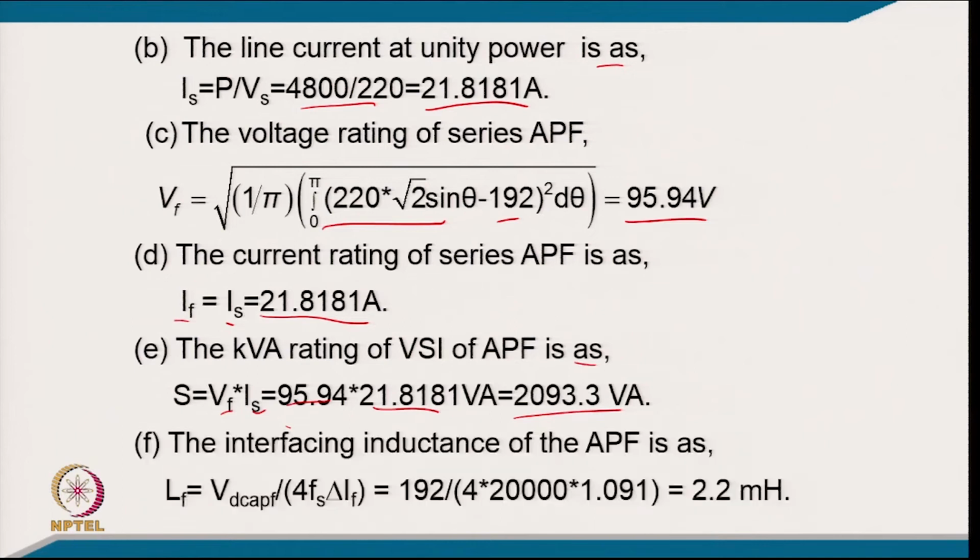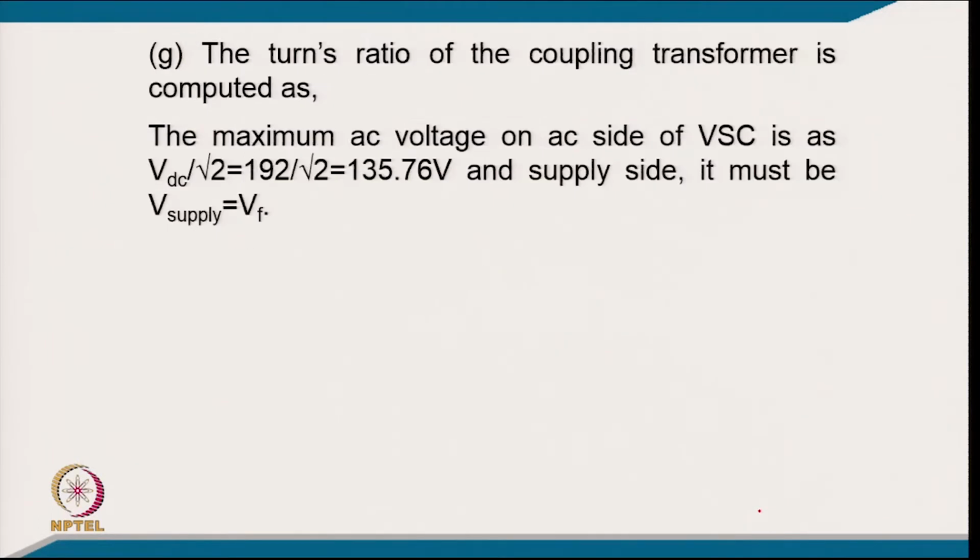it comes 2093.3 VA. And the interfacing inductance of the series active filter, because the DC link is common, and taking a ripple current, it comes to about 2.2 millihenry.